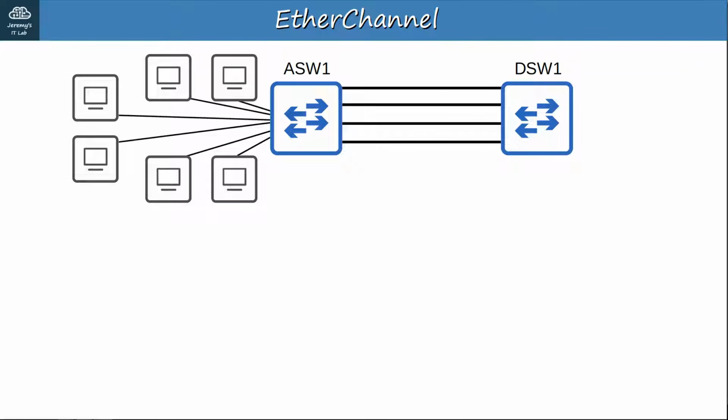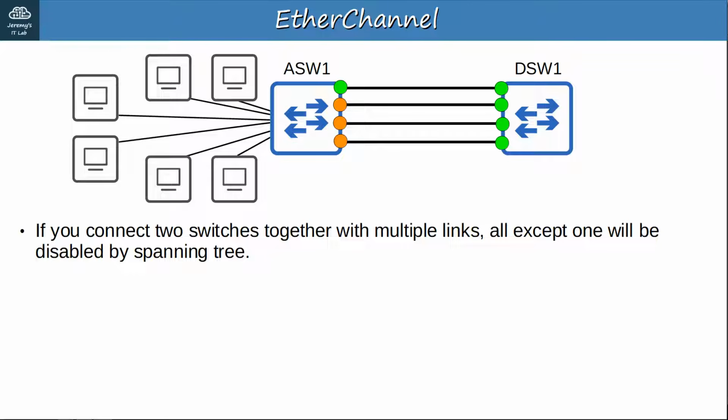You will now. Let's say the administrator went to physically look at the port lights of the two switches. What color do you think they were? Well, the network admin checks D switch 1 and all of the port lights are green, so there doesn't seem to be a problem. However, when he checks A switch 1, he notices that of the links connected to D switch 1, only one light is green and the others are orange. Why is that? It's because of what we studied in the past few days of this course, spanning tree protocol. If you connect 2 switches together with multiple links, all except one will be disabled by spanning tree.